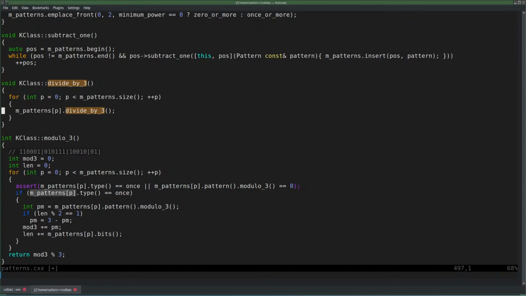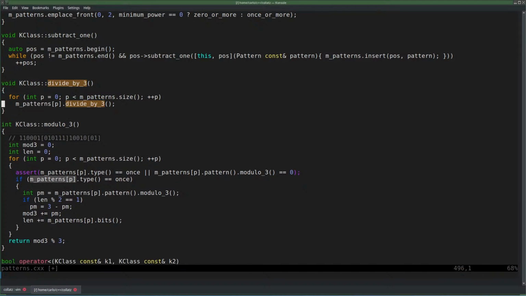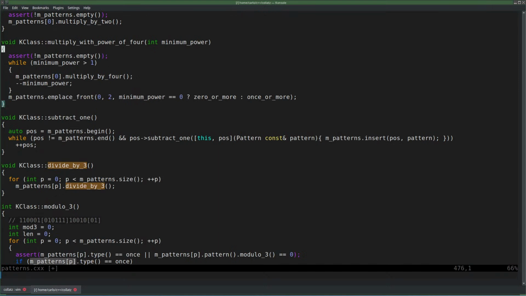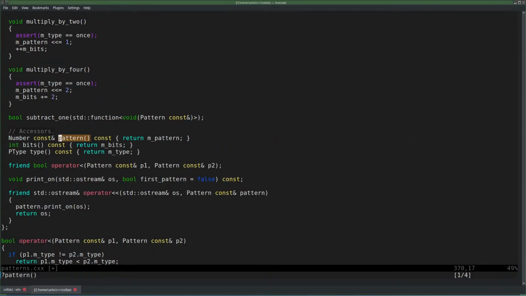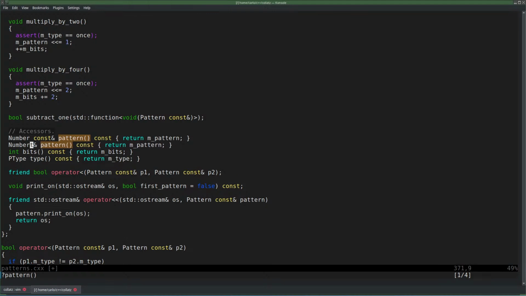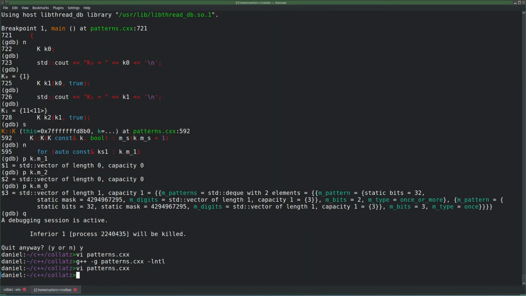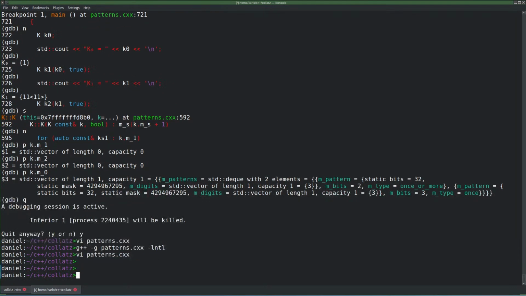Let me think. Doesn't change. I can just run that directly on the patterns. Except that no, I don't have that. I don't have non-const access. I can make non-const access. It's more complex than that, but I do it anyway. Pattern divided by 3. Make a non-const accessor for it. So then we call divide by 3 on number, which will automatically assert when it is not 0 modulo 3.